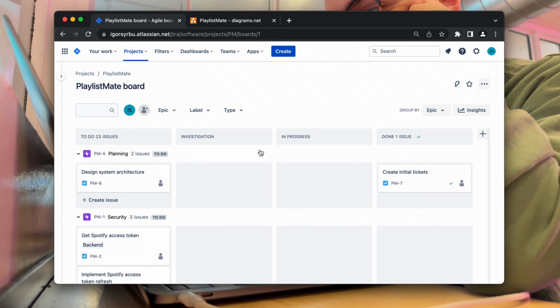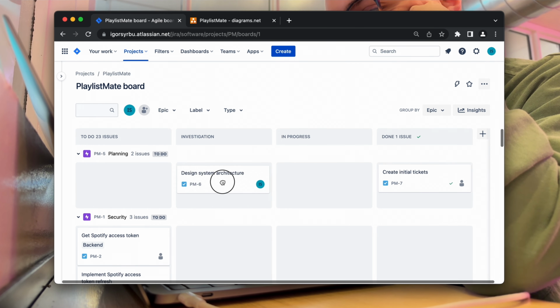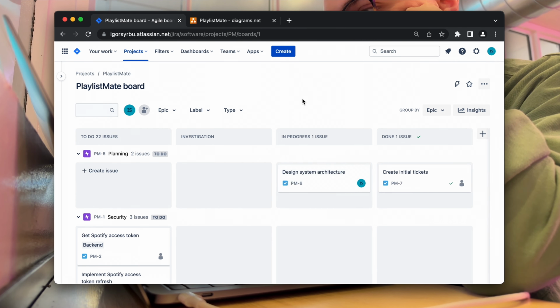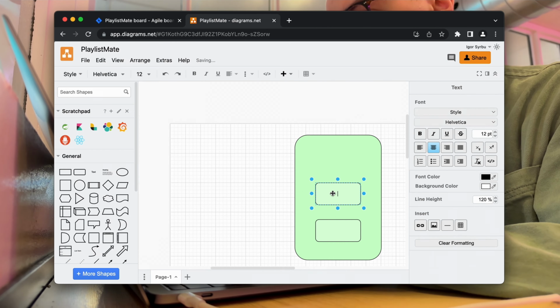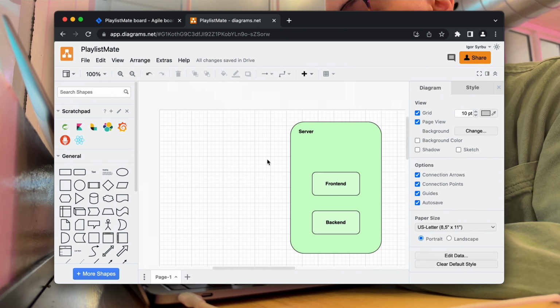Hey guys, it's system design for my Playlist Maid service. Today I will create a high-level diagram for the system. Overall, defining architecture is one of the main stages in the software development lifecycle.